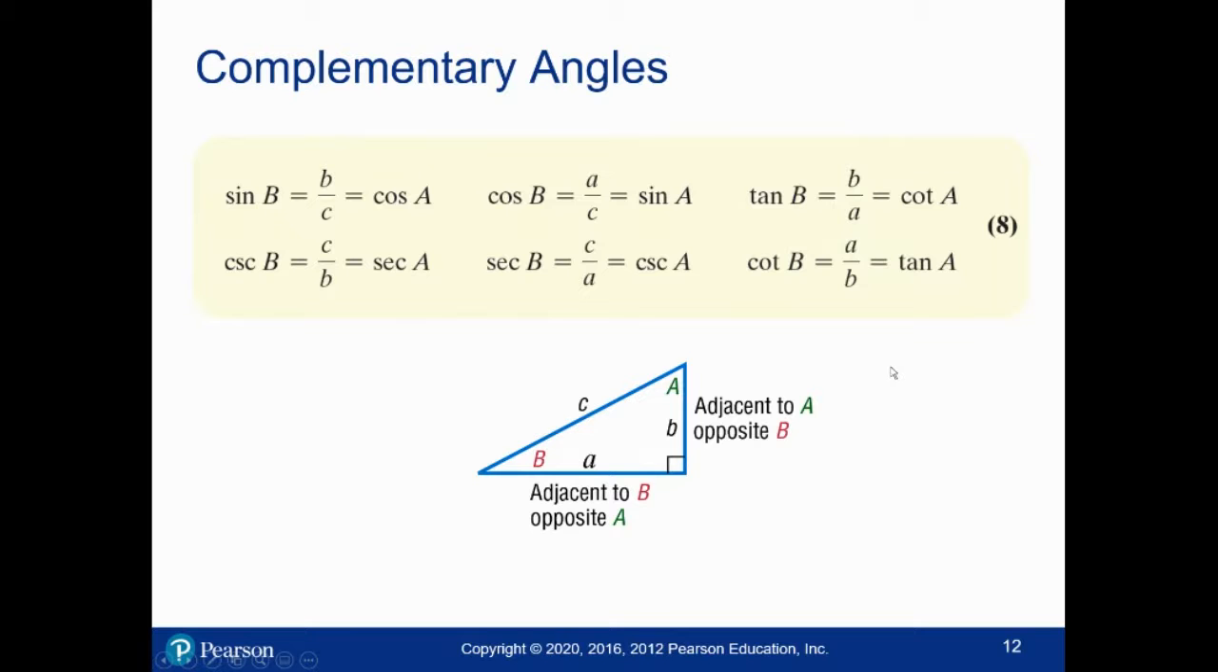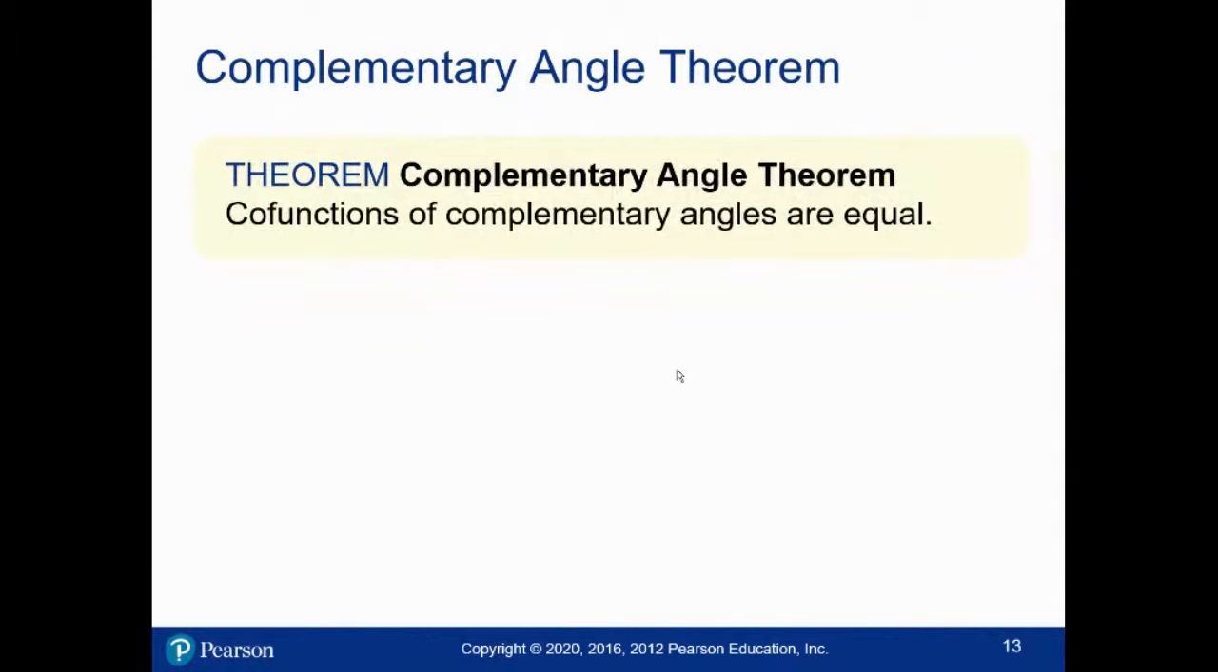But anyway, this slide just points out this complementary angle business. The sine of B is the cosine of A, the secant of B is the cosecant of A, the tangent of B is the cotangent of A, and vice versa, when you have complementary angles A and B, aka two angles that add up to 90 degrees or pi over 2 radians. And that's exactly what we've just said.